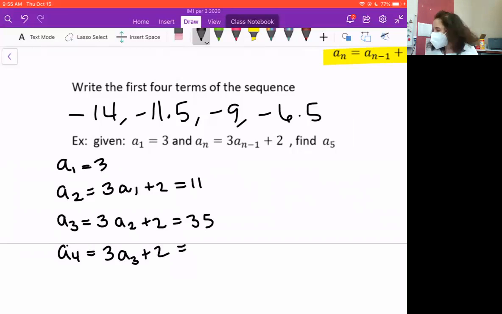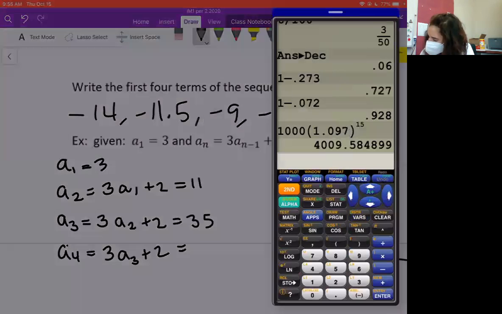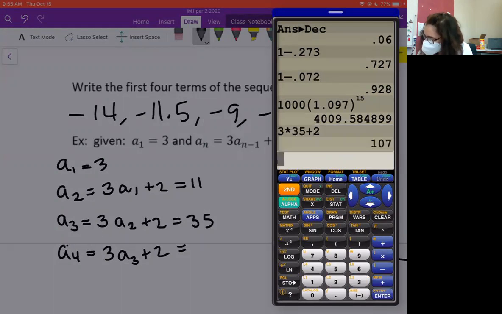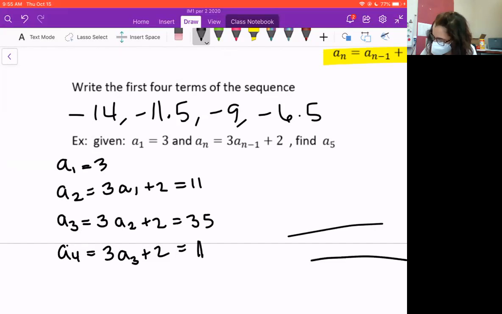So 35 times 3, I'm going to start using a calculator now. Come on. 3 times 35. Oops. 3 times 35 plus 2. 107.